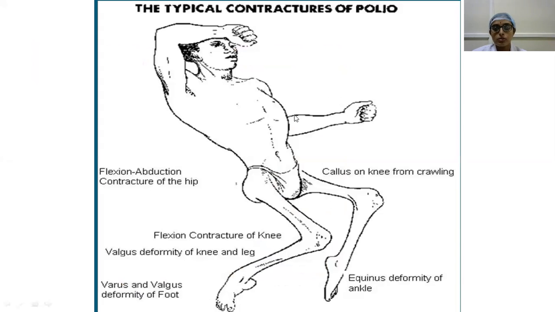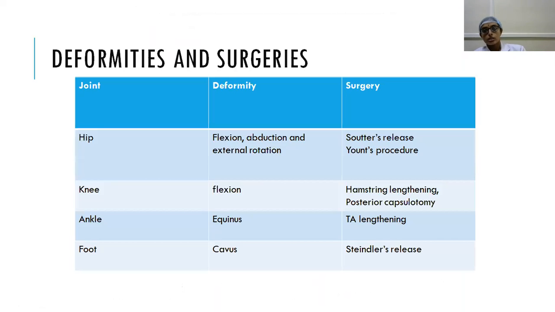So these are the typical contractures which are seen in poliomyelitis. Here you have the flexion abduction contracture at the hip joint, and there is a flexion contracture at the knee joint, and valgus deformity of the knee. This valgus deformity of the knee is because of the contracture of tensor fascia, ITB contractures. You have the abduction deformity and valgus deformity of the knee joint. And because of this muscular imbalance, you will also have the varus and cavus deformity of the foot, and equinus deformity at the ankle joint. All these deformities are seen. Suppose the patient is moving on the knee joint, there will be calluses present on the knee. So these are all typical contractures which are seen in polio. And coming to the knee flexion deformities, you have the hamstring lengthening and posterior capsulotomy.